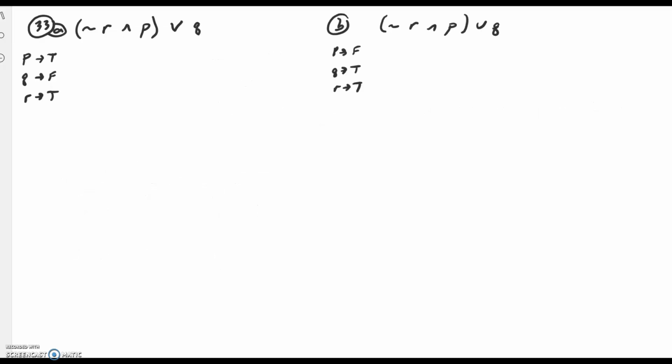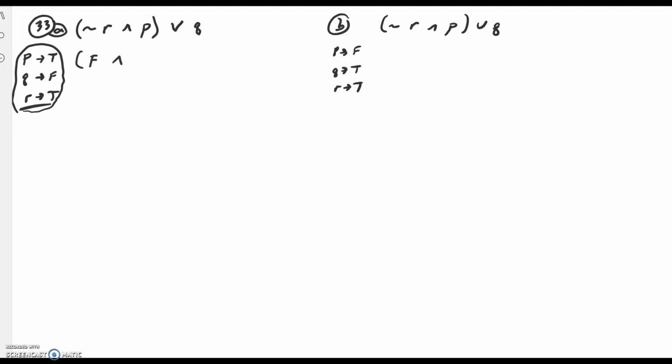In problem 33, we've got two parts, A and B, and we don't need a full-fledged truth table because we're just trying to figure out, given certain information about the simple statements P, Q, and R, can we figure out the truth of the compound statement? We can do this a couple different ways, but let's do it by substitution. So we're taking this general statement and we're substituting in true or false. So this says not R. Well, R is true. We know that from the given. So not R is false.